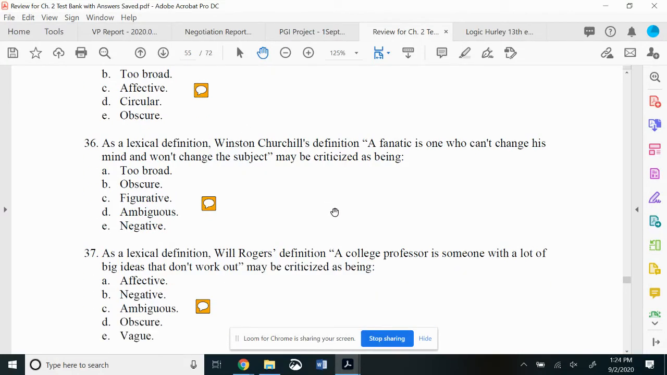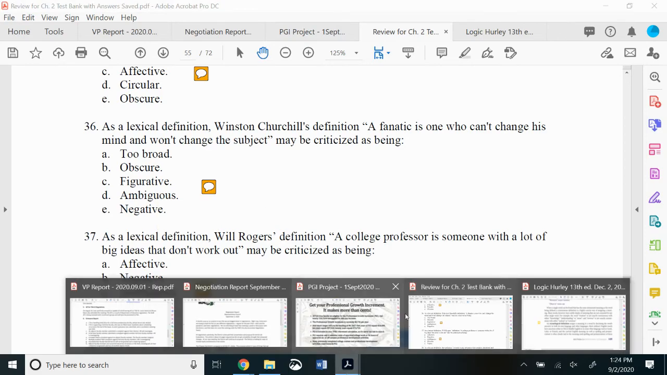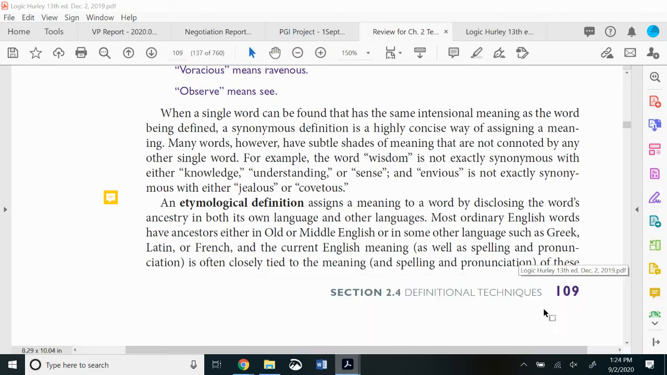As a lexical definition, Winston Churchill's definition, a fanatic is one who can't change his mind and won't change the subject. Yes, that's right. So I think there's 8 lexical rules in 2.5, and you're having to apply these rules to get a good definition. And if any definition violates one of these lexical rules, then it will not make it into a dictionary. And this one, you can go back. This is C, figurative. And I forget the rule number, but we're going to go to that.